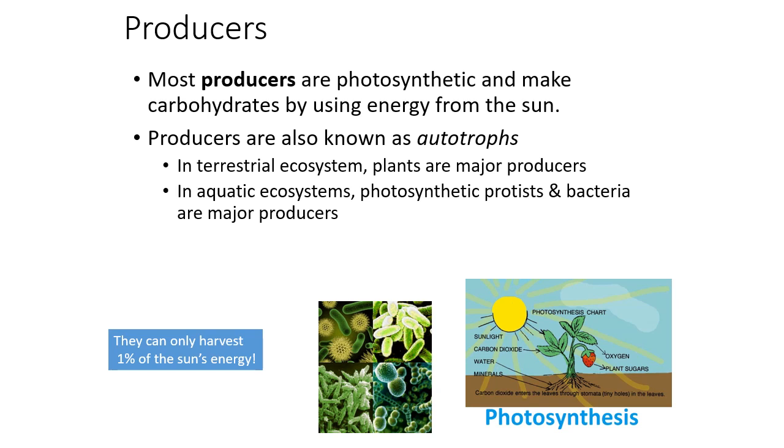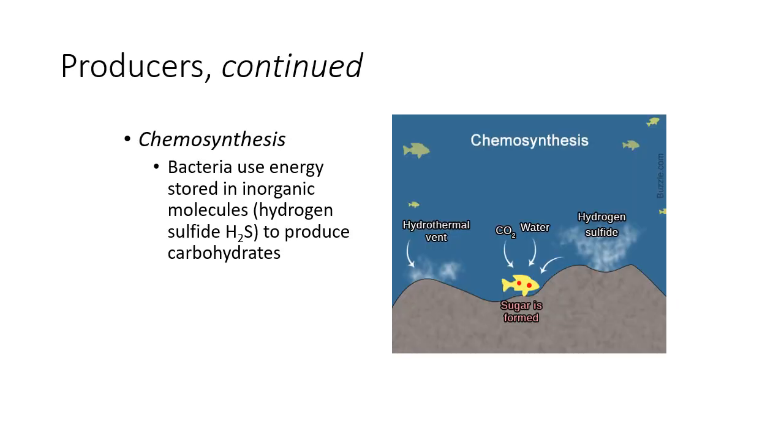In terrestrial ecosystems, plants are our major producers, where in aquatic, it's your photosynthetic protists and bacteria that are our major producers. Chemosynthesis. This is bacteria using energy stored in inorganic molecules, such as hydrogen sulfide or hydrogen sulfate, to produce carbohydrates. So you get these hydrogen sulfate through these hydrothermal vents over here. And this is important because the bacteria is going to use that hydrogen sulfide like plants use carbon dioxide.